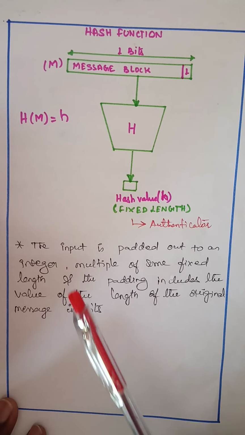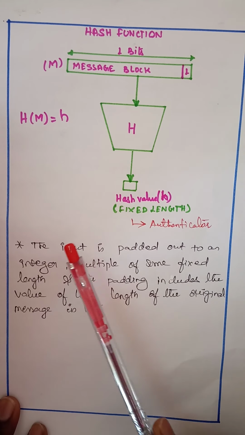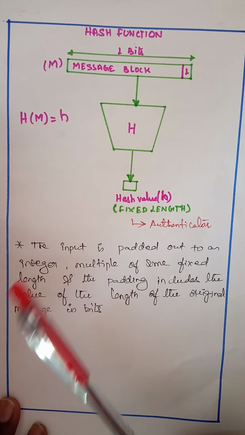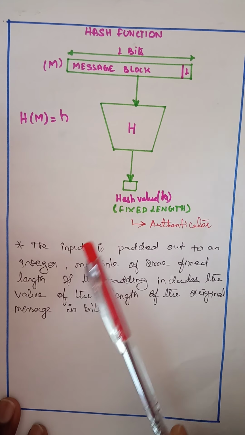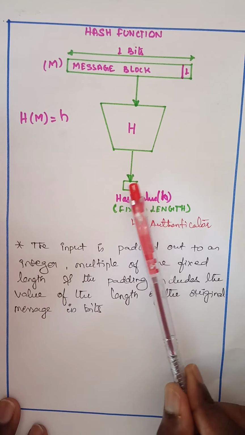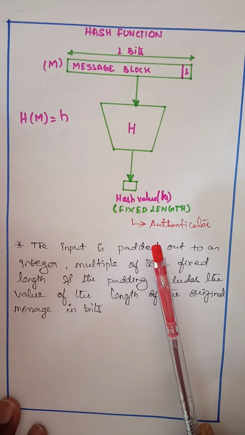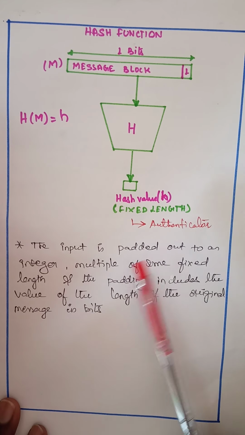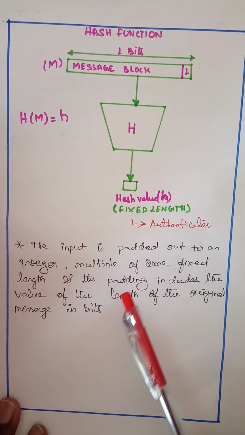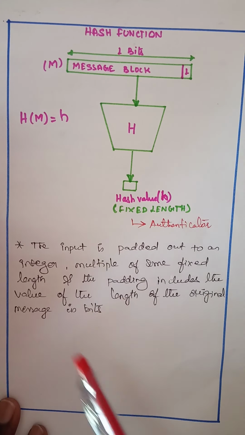Let us discuss the basic function of the hash function. The input message can be divided into equal-sized blocks. These message blocks are sent to the hash function H. This hash function H generates the hash value or hash code, which is fixed length. By using this hash code or hash function, we can authenticate the sender and receiver. The input is padded out to an integer multiple of some fixed length, and the padding includes the value of the length of the original message in bits.